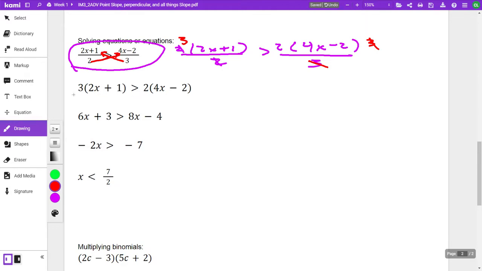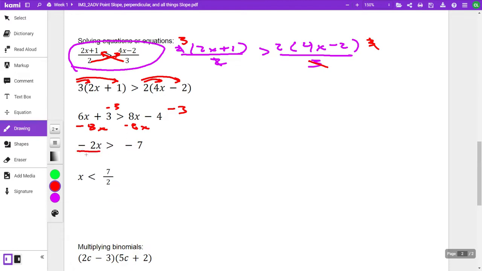Once I get that equation, I'm just going to distribute each piece. I do 3 times 2x, 3 times 1, 2 times 4x, 2 times negative 2. That's where my 6x plus 3 and my 8x minus 4 come from. Then I do negative 8x on both sides, so 6x minus 8x is negative 2x. Then I do minus 3 on both sides, and that's where my negative 7 comes from: negative 4 minus 3 is negative 7.